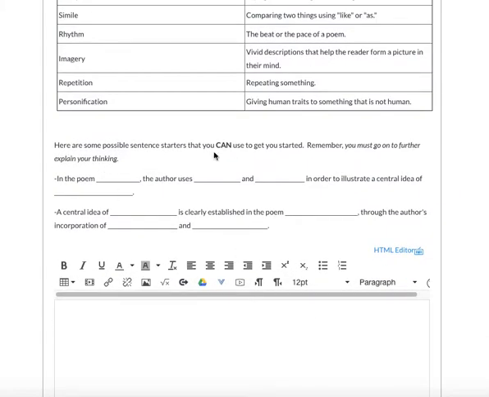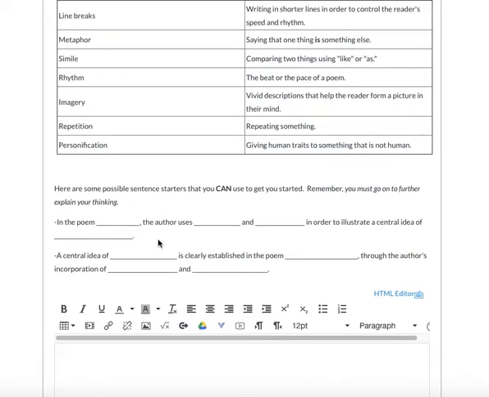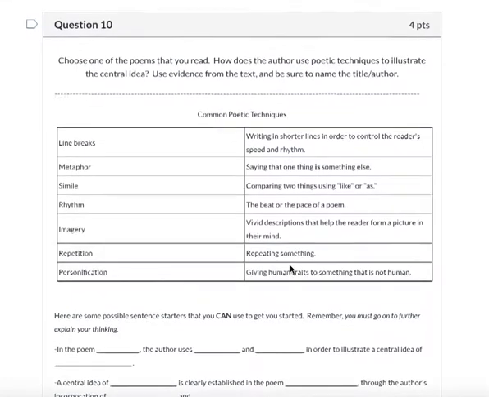Here are some possible sentence starters that you can use to get started. Remember that you must go on further in your thinking. In the poem blank, the author uses blank and blank to illustrate the central idea of blank. A central idea of blank is clearly established in the poem blank through the author's incorporation of blank and blank. Use this to help you get started, but remember you are continuing on in your own words.